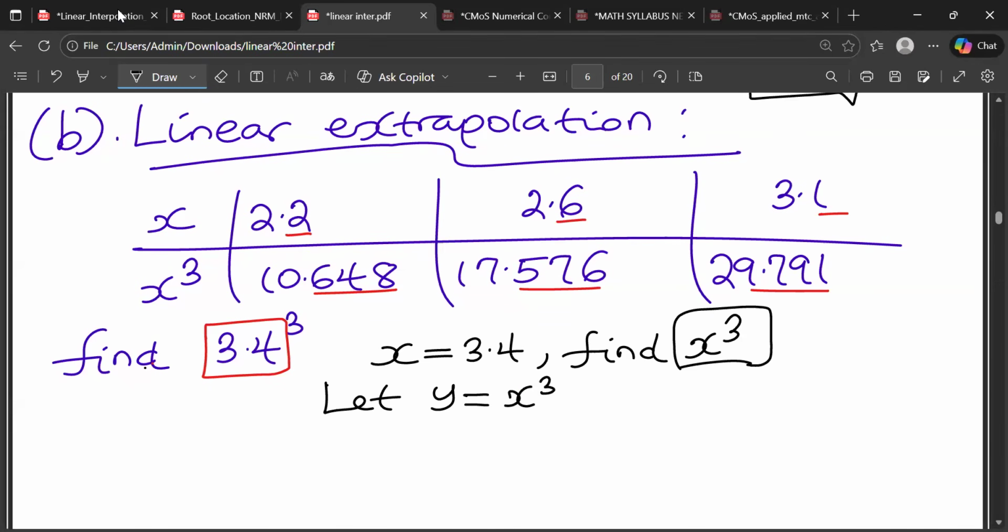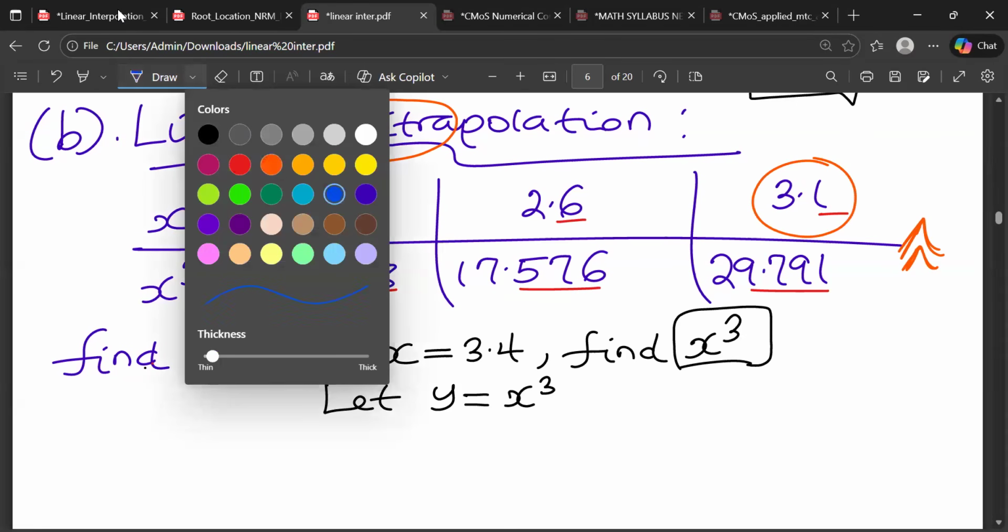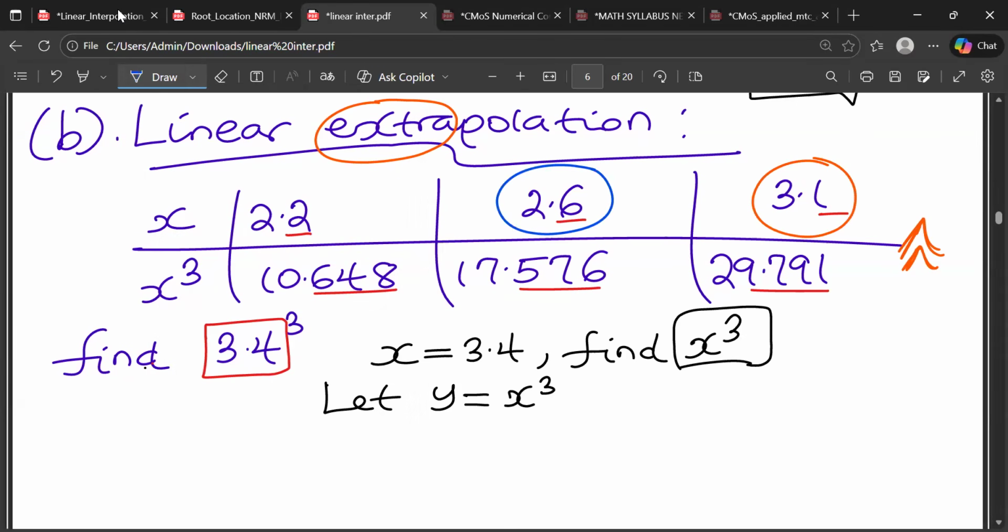When you look at 3.4, 3.4 is beyond the table. So this is what I talked of, that for extrapolation, we are going to estimate the unknown value, but outside. So 3.4 is coming after this 3.1. Just like in interpolation where we took 2 columns on the sides, this time around we shall also take 2 of them this side. This one and this one, then this one and this one.